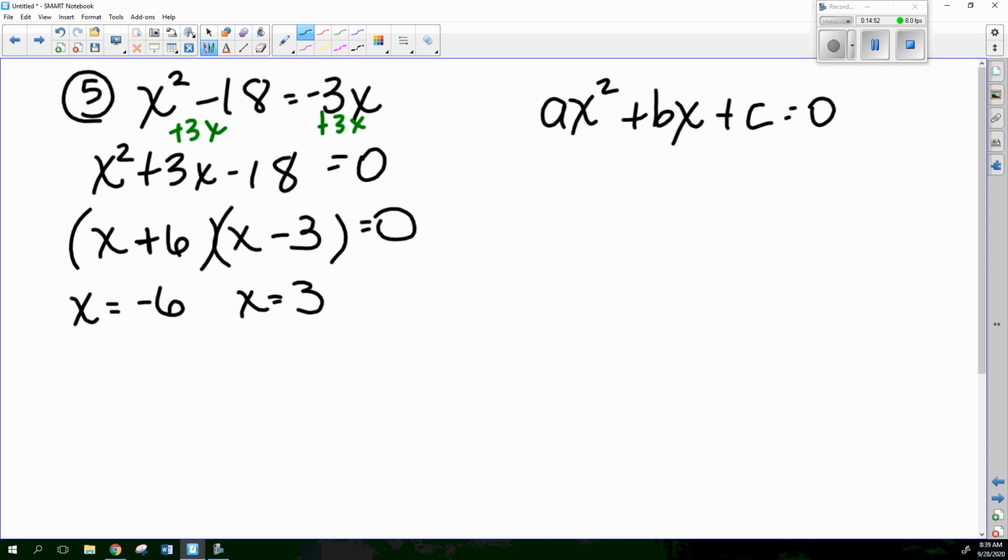All right, let's pick it up a notch. All right, 4x squared plus 4x equals 8.